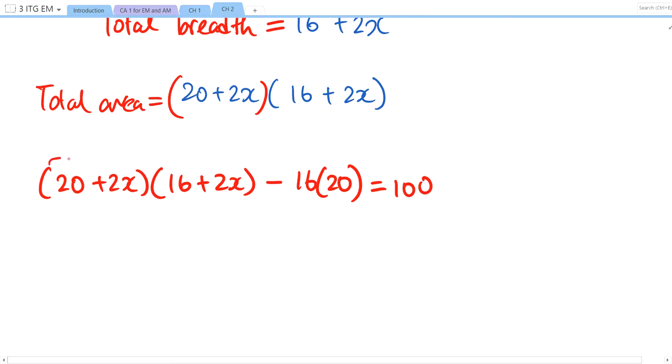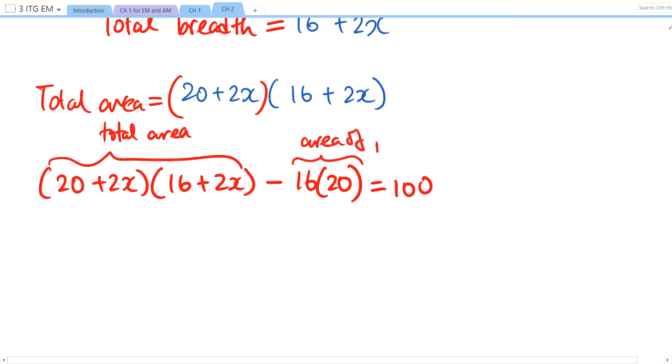Okay, so this is simply the total area. This is our area of the pool. This must be the area of the path. So this over here is our forming of the equation. Okay?